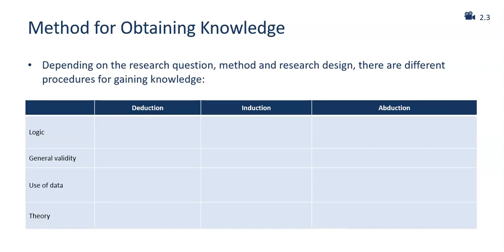At this point, it makes sense to combine the collected knowledge on hypotheses and theory with the different methods of gaining knowledge. As discussed previously, there are different procedures for gaining knowledge, depending on the research question, the method, and the research design. Especially deduction, induction, and additionally a mixture of the two, namely abduction. Let us take a closer look at the three procedures to gain knowledge.